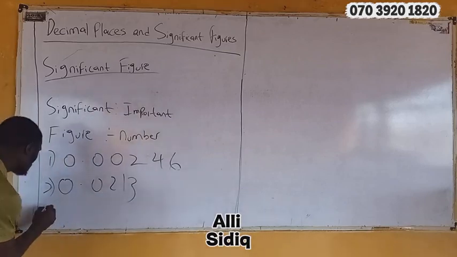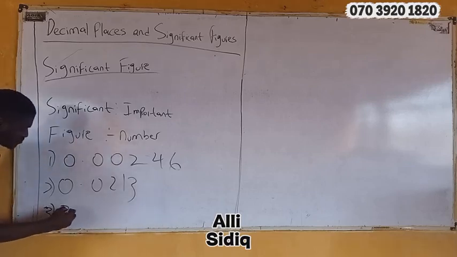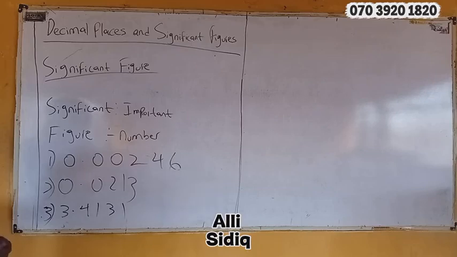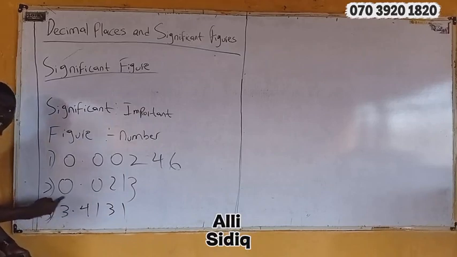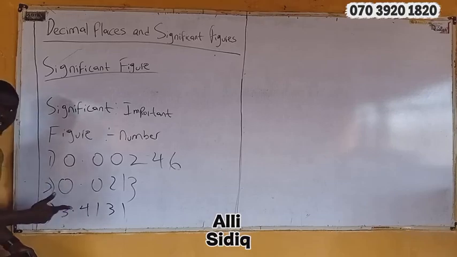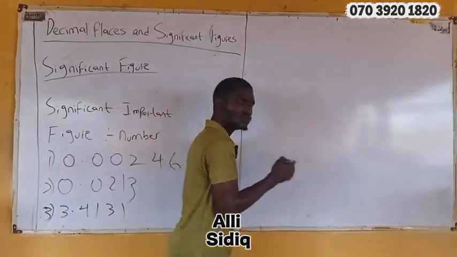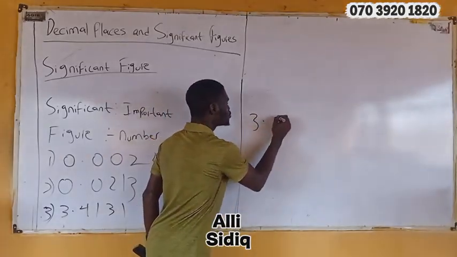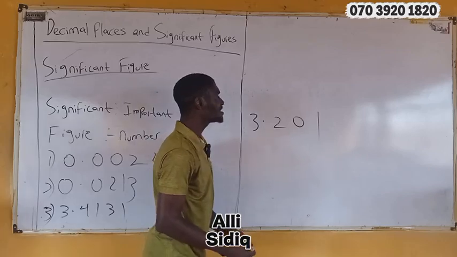And at times you can be given a question like this: 3.4131 to two significant figures. Since 3 is the starting number and it's not 0, it is significant. But it can also be a trap. JAMB can trap you, because they know the approach. They can give you 3.201 to two significant figures.